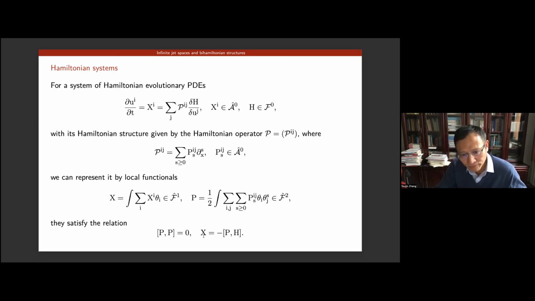And this P, the bivector, is the Poisson bivector, which means that the Schouten bracket of itself is equal to 0. And this Hamiltonian vector field is given by the Schouten bracket of this P, Poisson bivector, and the Hamiltonian H. So the Hamiltonian H is a super degree 0 local function. Okay. So this is our representation of Hamiltonian evolutionary PDE in terms of local functionals.